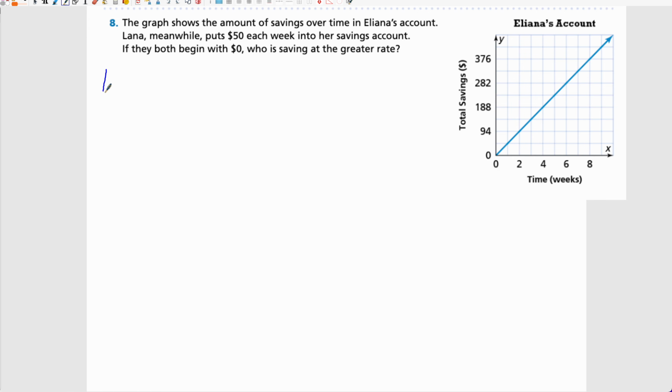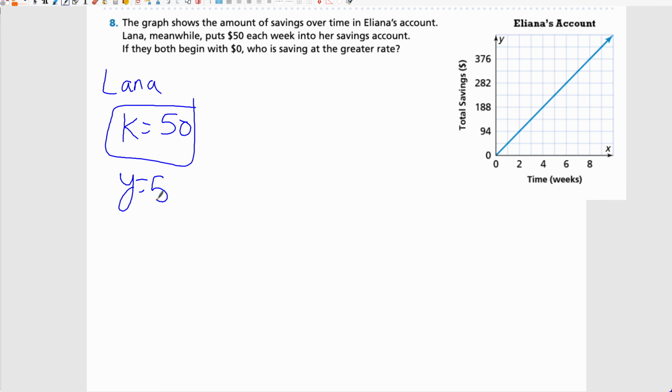So Lana, what is her K value? 50. They just flat out tell us what she's doing. $50 per week. What would her equation be? Y equals 50x. Look at that. You guys just wrote a linear equation. Let's go. Wow. That's it.